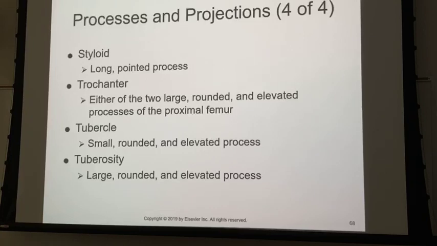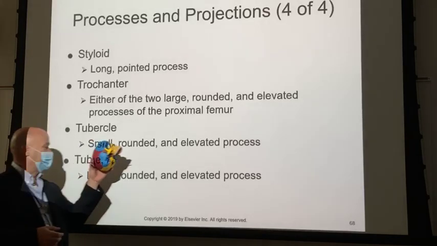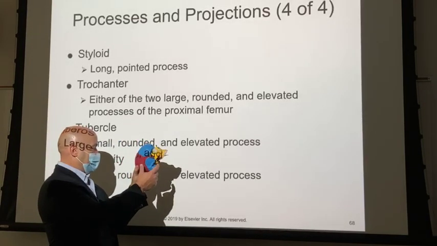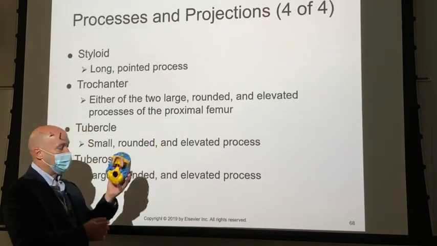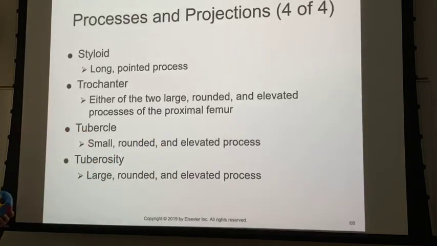A styloid process is a long pointed process, and you see those where you've got ligamentous attachment, in a lot of cases with a very delicate articulation. You see that thing right there? That's a styloid process, a very long pointed process just behind your ear.